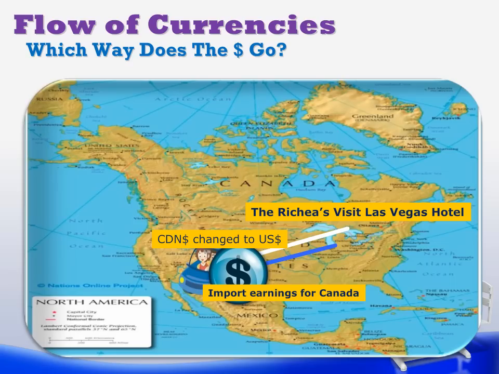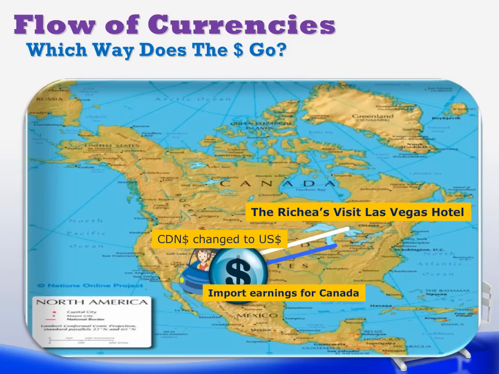What are we getting in return? Well, we're getting memories. Yes, shiny, happy memories of Mr. Riche rolling in dimes, probably, because that's all he's going to win, and that's being brought back into Canada. So that's an import. We're importing memories in this case, and that's what we consider when we consider tourism as an import or export.